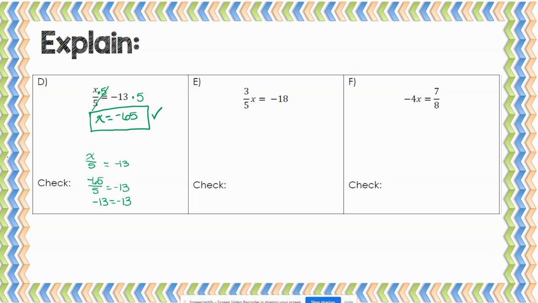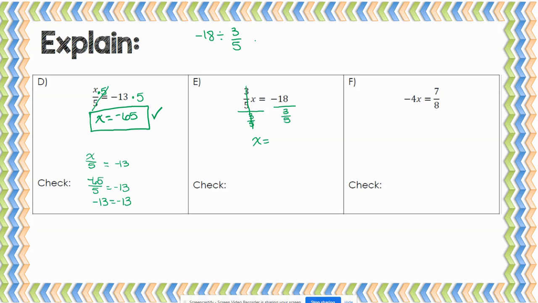E says 3/5 x equals negative 18. Well, 3/5 next to x means 3/5 times x. The inverse of multiplying by 3/5 is dividing by 3/5, which I'm going to do on both sides of this equation. These will cancel to leave me with x equals, and then over here I have negative 18 over 3/5.